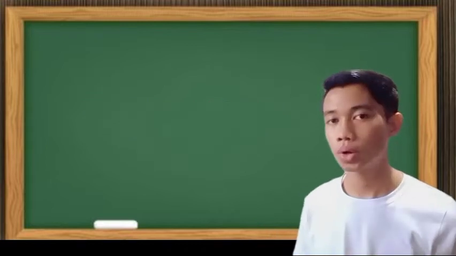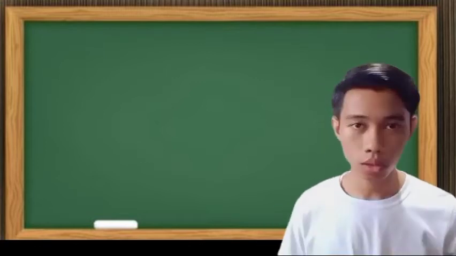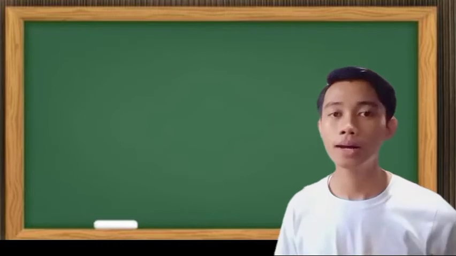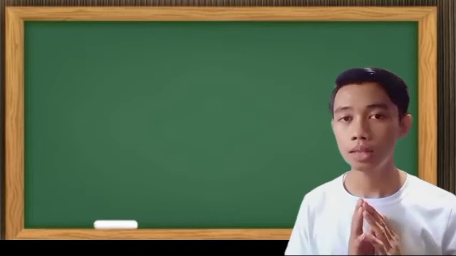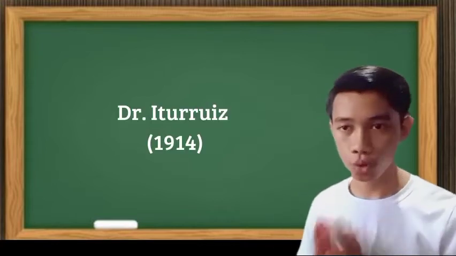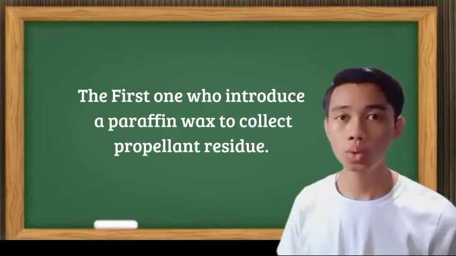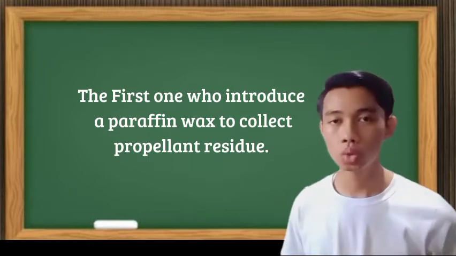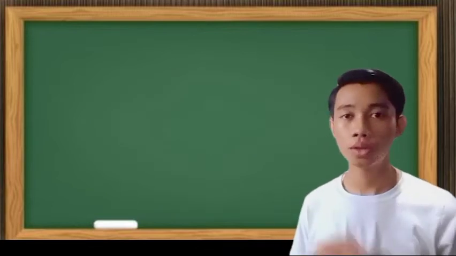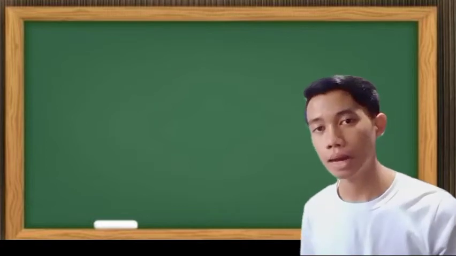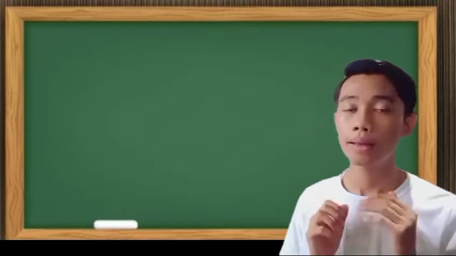In connection to this, we will also know who are the pioneers or the initiators of this gunpowder analysis, or the nitrates and nitrites examination and detection. We have here two individuals who are regarded as the pioneers in the study of nitrates and nitrites examination and detection. So in the year 1914, a person named Dr. Ito Ruiz introduced paraffin wax as a means to collect propellant residue. So Dr. Ito Ruiz proposed a theory and only introduced the idea that paraffin wax can be used as a means to collect propellant residue or gunpowder residue.